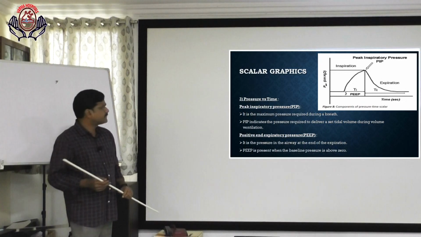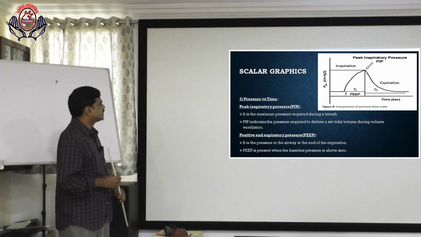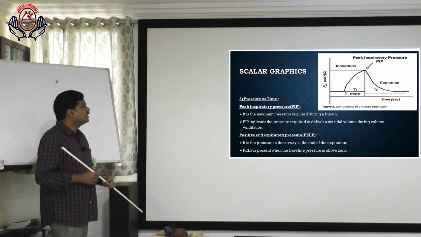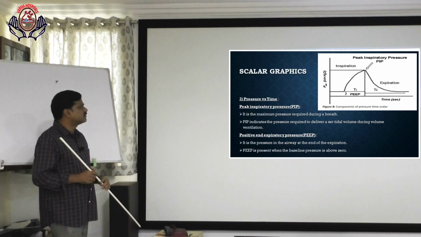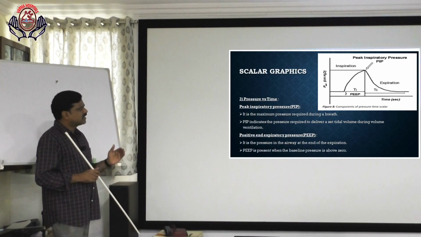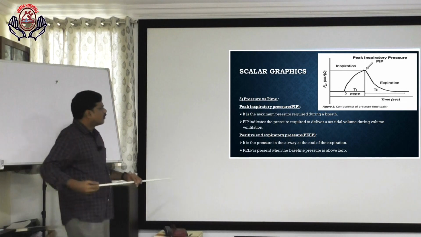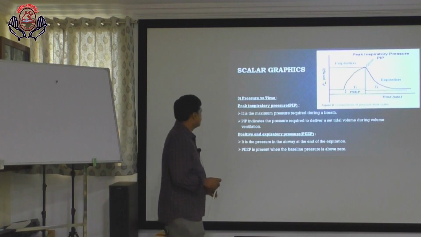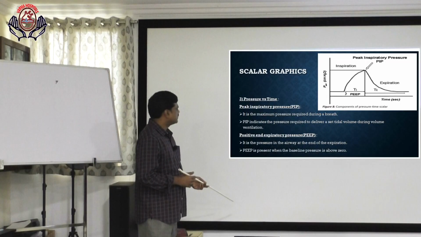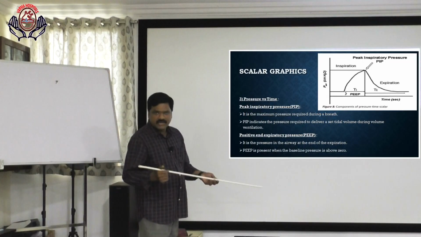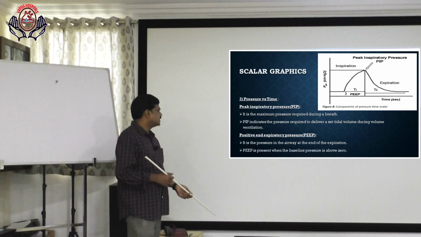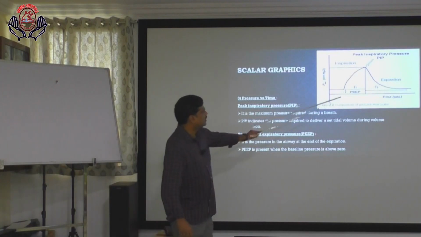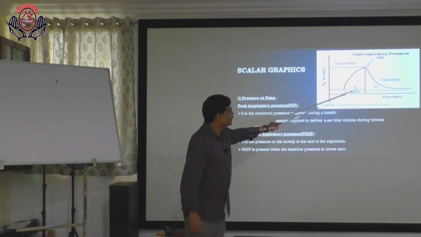Pressure versus time. Peak inspiratory pressure is the maximum pressure required during a breath. Peak inspiratory pressure indicates the pressure required to deliver a set tidal volume during volume ventilation. This is peak inspiratory pressure. Positive end expiratory pressure, PEEP, is the pressure in the airway at the end of expiration. PEEP is present when the baseline pressure is above 0. This is the PEEP.